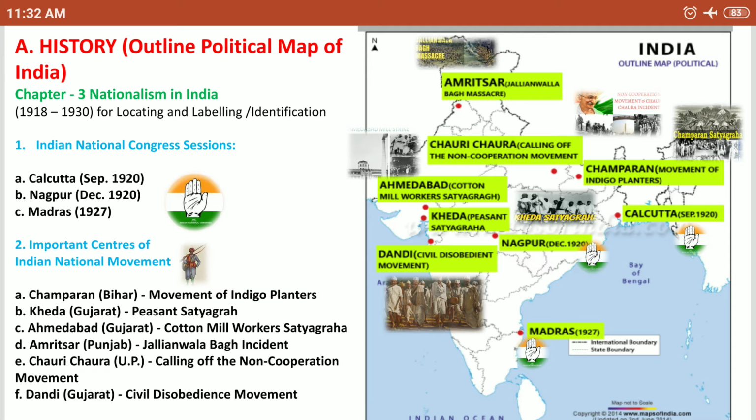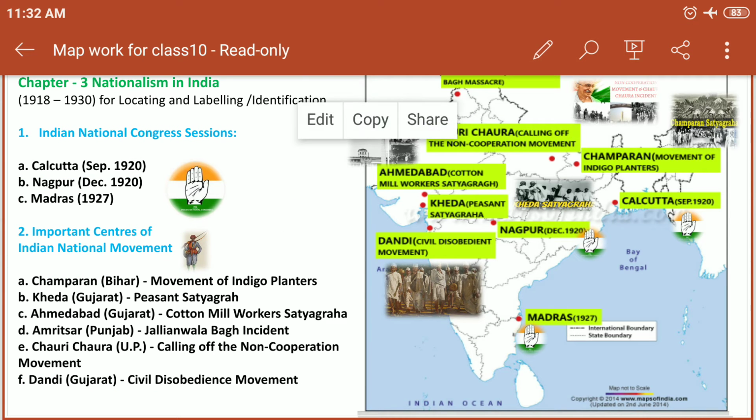Then one more is Lahore. Lahore is in the northeast of Pakistan, just above Amritsar. Amritsar is in Punjab of India, and Lahore is in Pakistan. Clear?